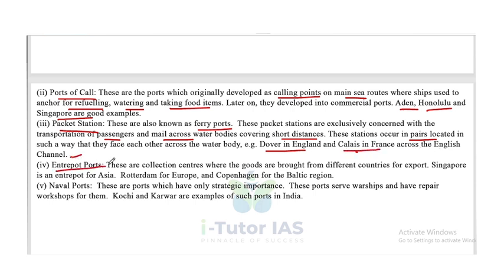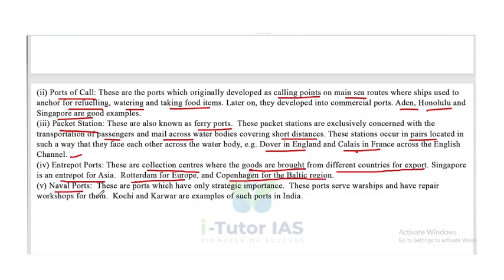Now, entrepôt ports. These are collection centers where the goods are brought from different countries for export. Singapore is an entrepôt for Asia, Rotterdam for Europe, and Copenhagen for the Baltic region.